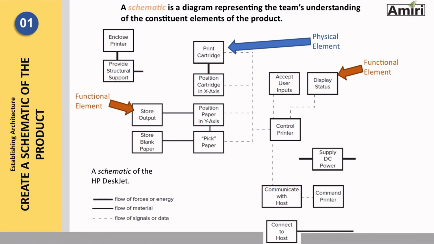The schematic should reflect the team's best understanding of the state of the product, but it doesn't have to have every detail included in it. A good rule of thumb is to aim for fewer than 30 elements in the schematic for this purpose, which is establishing the product architecture.